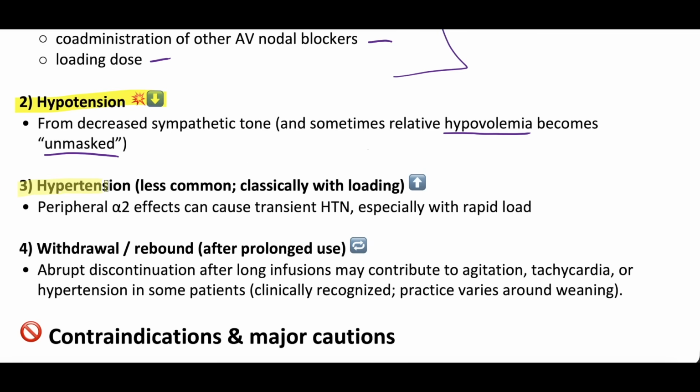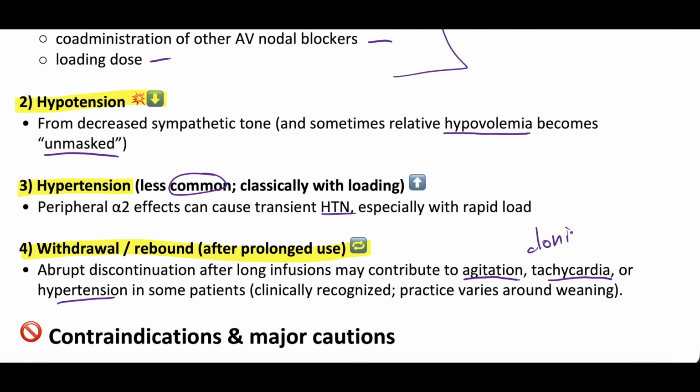Another thing to note, which we'd mentioned, was hypertension initially with a loading dose. This is not very common, but peripheral alpha-2 effects can cause transient hypertension if you're giving a rapid load. And then the fourth thing to note is withdrawal after prolonged use. This is definitely a real thing. If someone's been on a prolonged infusion of dexmedetomidine, you abruptly discontinue it. It may cause a withdrawal syndrome, which often looks like agitation, tachycardia, and hypertension in some patients.